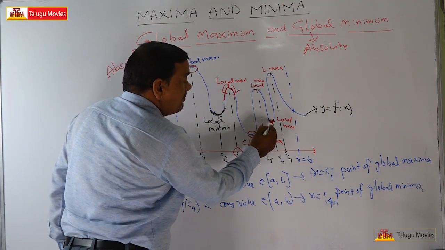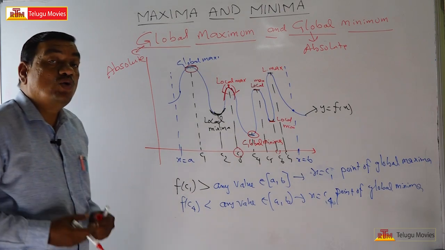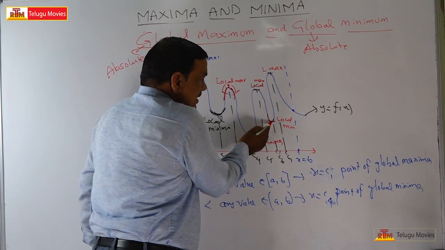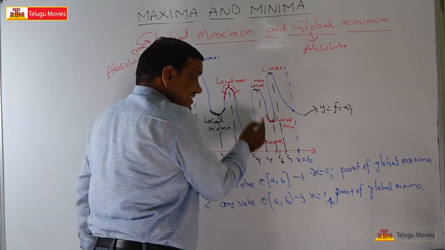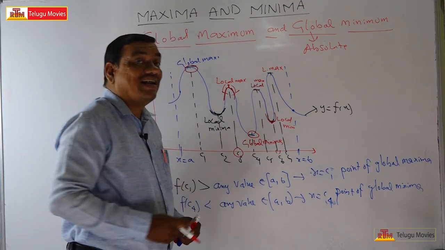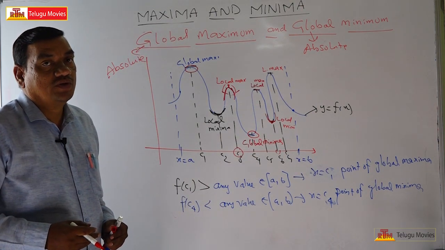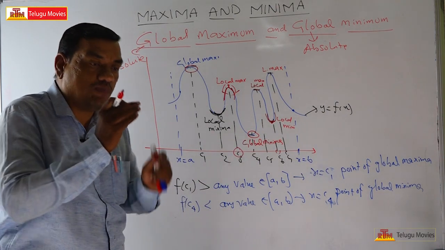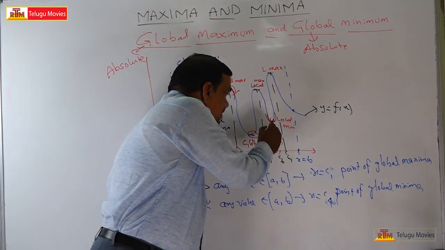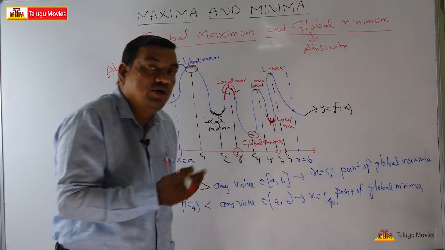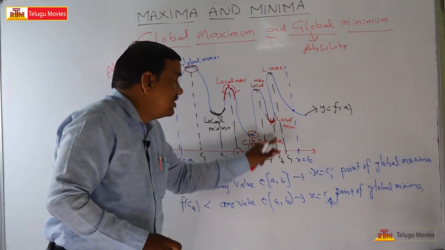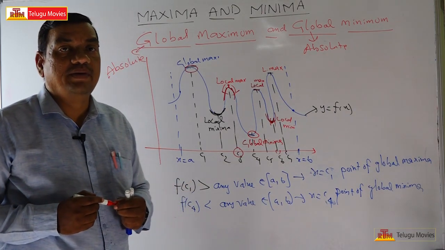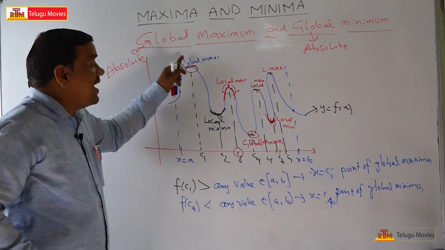Here local minima means in the neighborhood of C6, point 6. Here decreasing and then increasing. It has a turning point here, a stationary point. So this is called local minima. That means in that neighborhood, all the remaining values are greater than f of C6. That's why that is called local minima. Understand? Local minima, local maxima, global maxima and global minima.